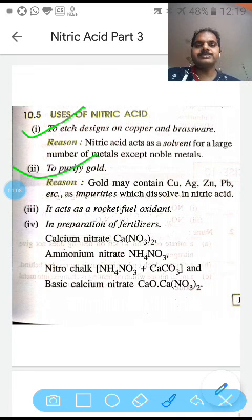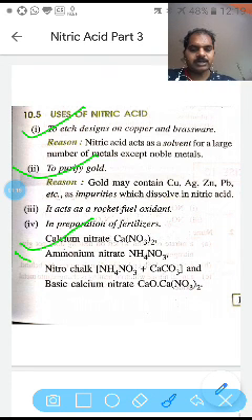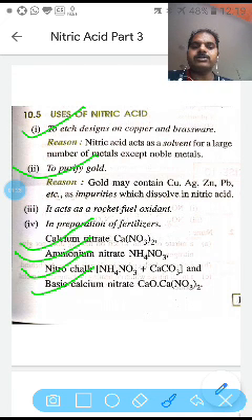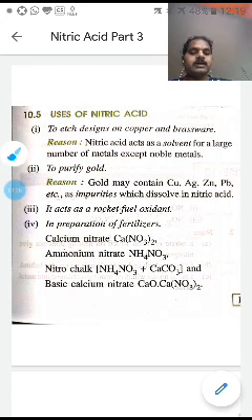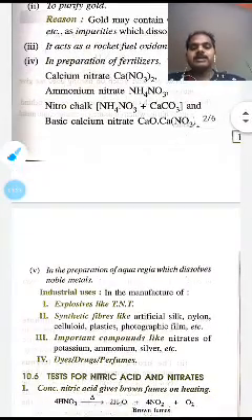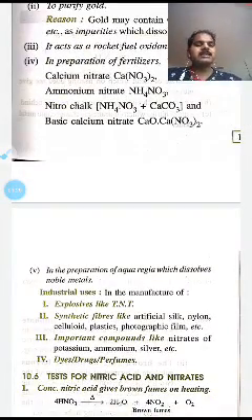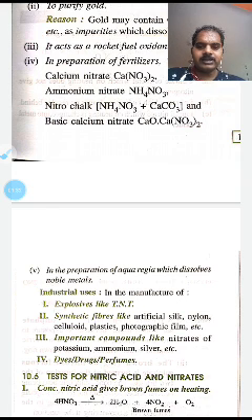We can use nitric acid as an oxidant in rocket fuel. We can use nitric acid to prepare nitrogenous fertilizers, for example calcium nitrate, ammonium nitrate, nitro chalk, basic calcium nitrate. So these are the various nitrogen containing salts that can be used as nitrogenous fertilizers, but they have some drawbacks also. We have new generation nitrogenous fertilizers like urea and other things.